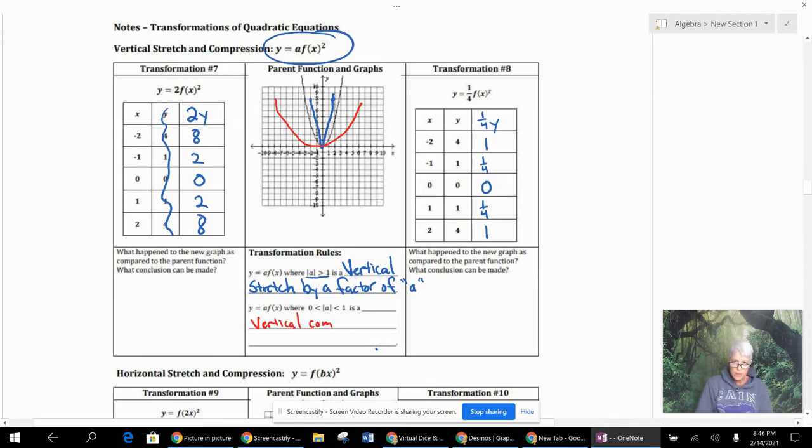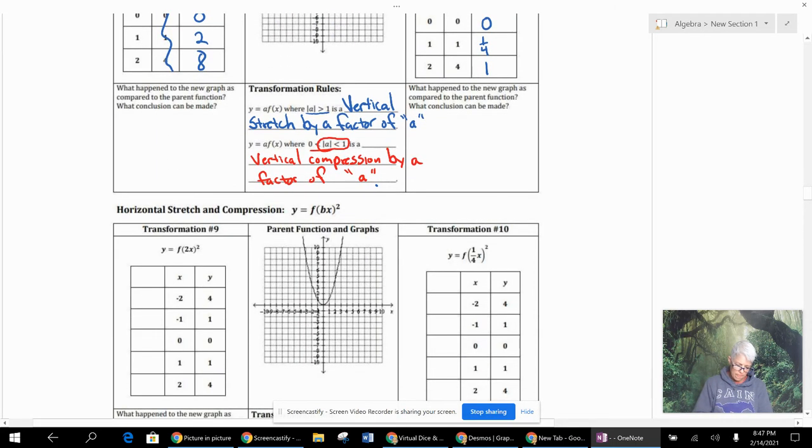compression. So these are the words you need to remember, a vertical stretch and a vertical compression by a factor of A, no matter what that A is, but we do know that A is going to be less than 1. So keep that in mind. Okay, let's go to the next one.